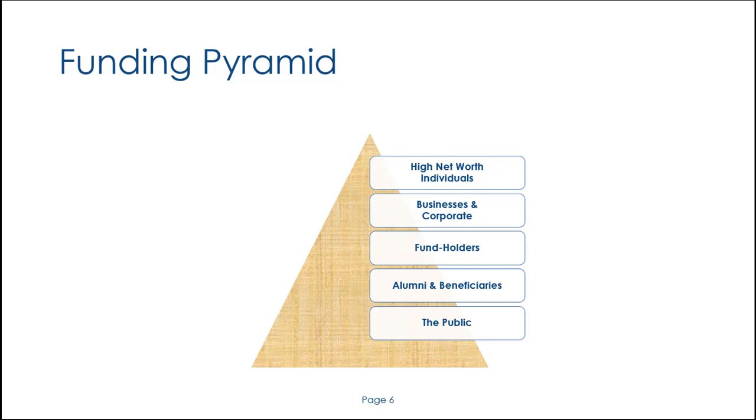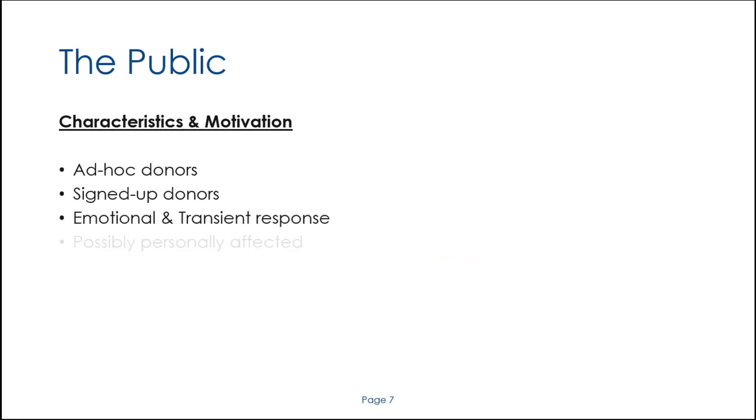So let's get started with the first group here, which is the public. For all of these groups, I'm going to look at two sections on each slide. The first one is the characteristics and motivation of people in this group. Then I'm going to talk about the opportunity and the techniques you could use to engage with them and an overall observation about this particular segment as a whole.